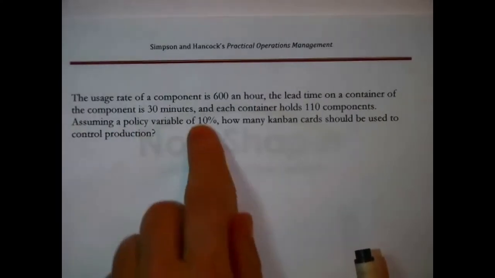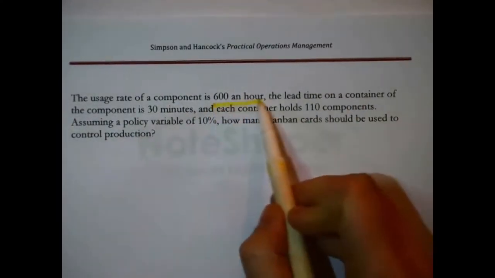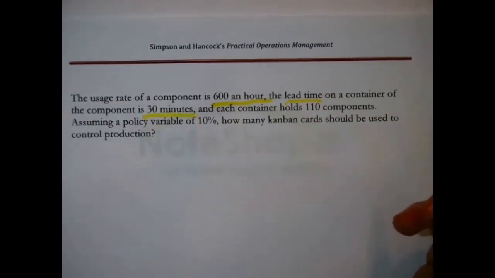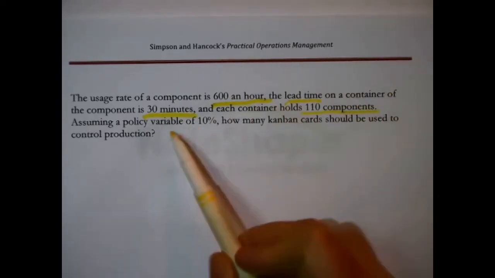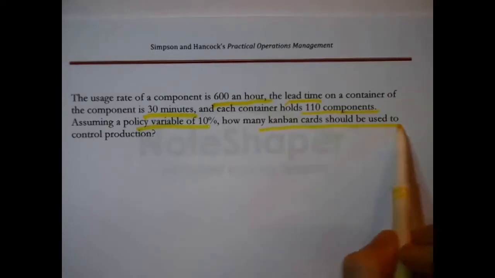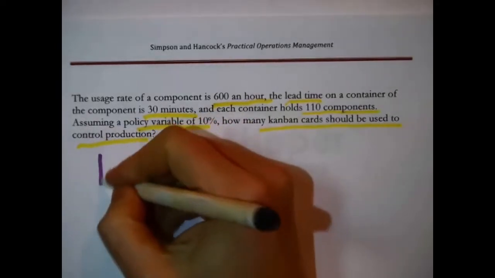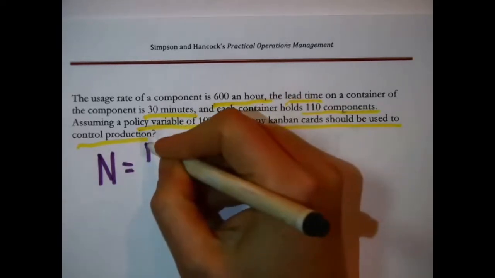The usage rate of a component is 600 an hour. Okay, this is sounding like it's going to be some kind of input. The lead time on a container of that component is 30 minutes, and each container holds 110 components. There's this policy variable of 10%. How many Kanban cards should be used to control production? So it's asking for that formula. Okay, that formula. The number of cards we should use in the loop.